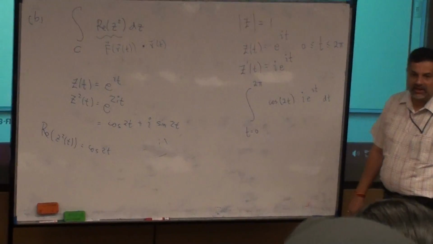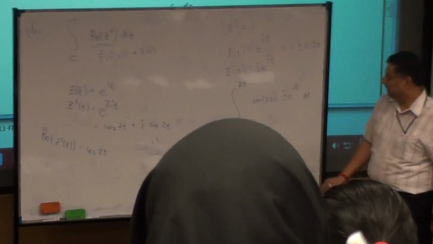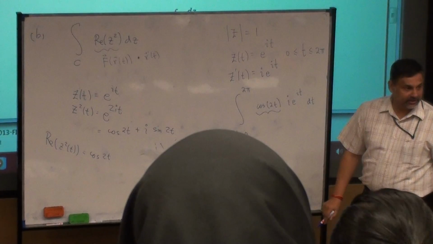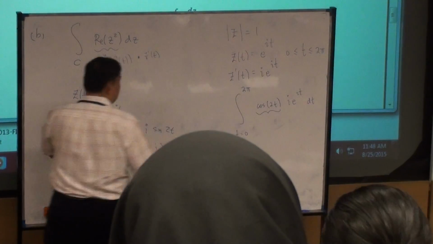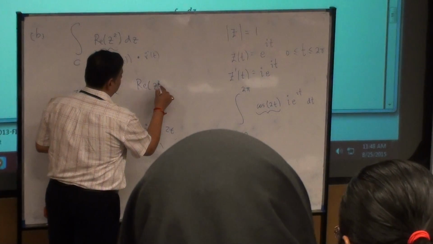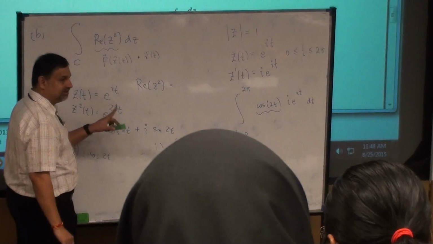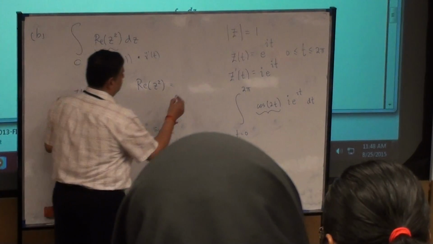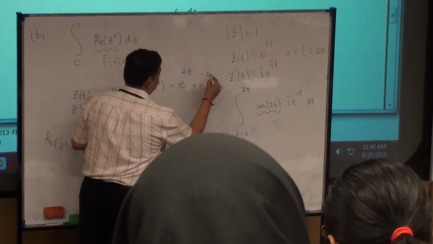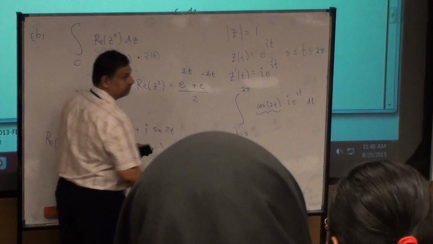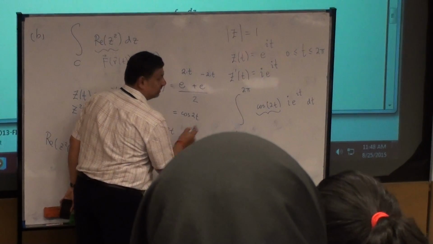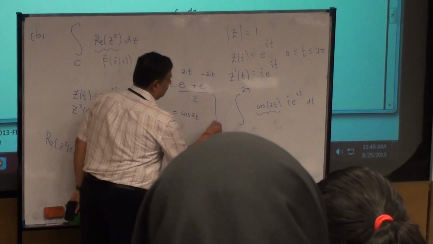So what you do is you change everything to complex. Instead of writing in this way, you want the real part of z squared, and z squared was e to the power of 2it. The real part of any complex number is equal to this number plus its conjugate divided by 2. So you write it as e to the power of 2it plus e to the power of minus 2it, divided by 2. This will also give you cos of 2t, but this will be easier to integrate. So put this here.